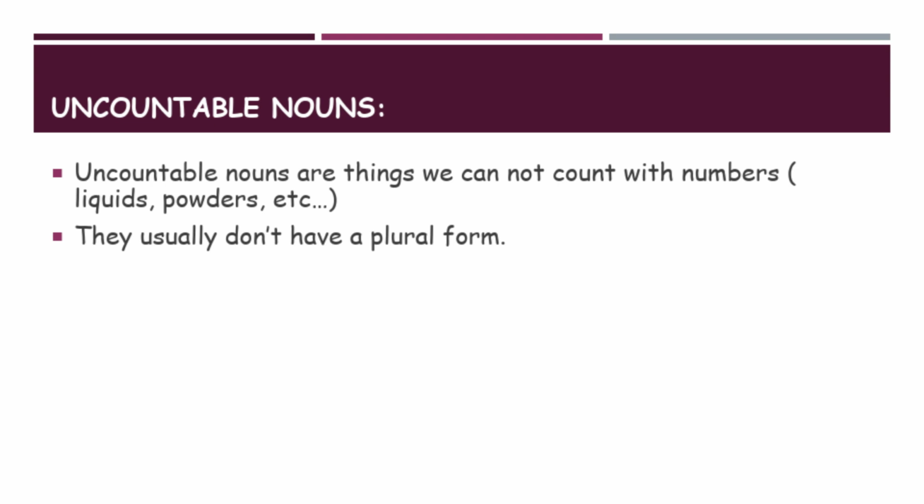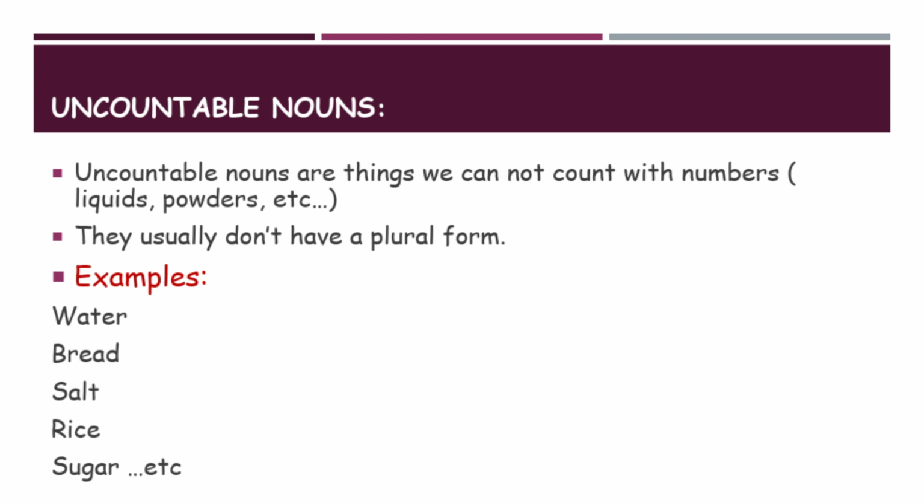Uncountable nouns usually don't have a plural form. Examples: water. Water doesn't have a plural form. We can't say one water, two waters. That's super incorrect, okay? Bread, salt, rice, sugar, and then so on. So these nouns here are uncountable nouns. We cannot count them with numbers, okay? Please don't forget to take notes or write these things down.